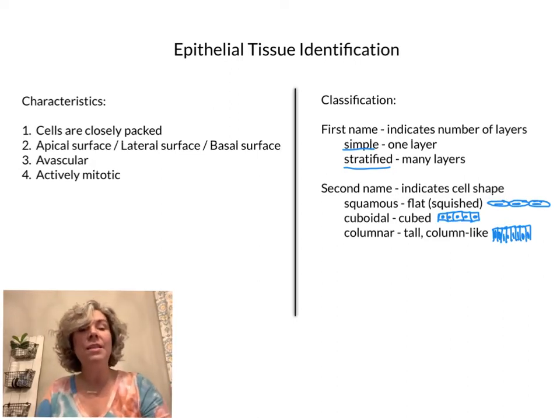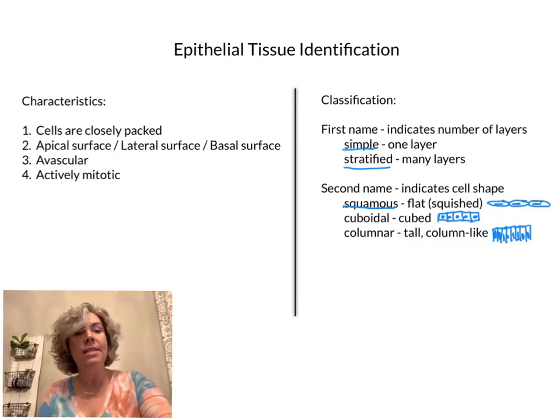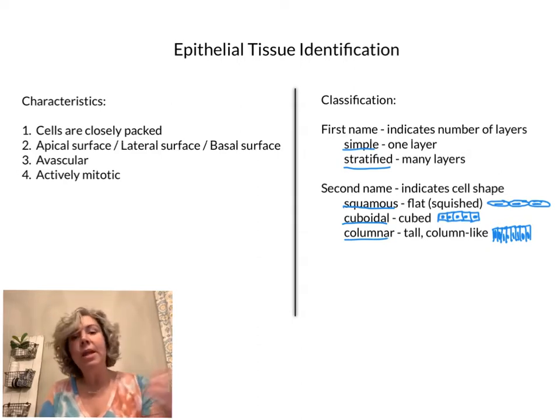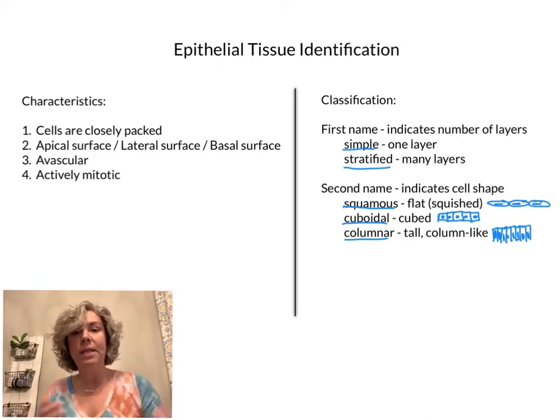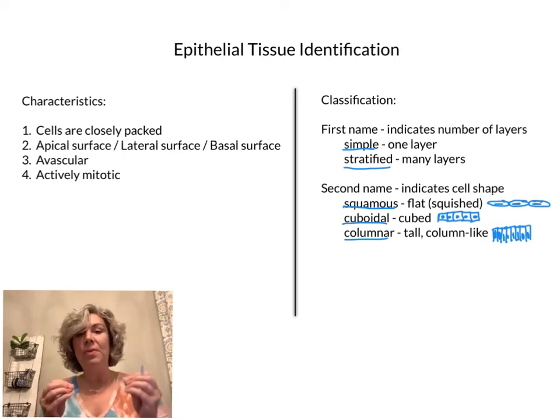So if we put these classification categories together, we can have a simple squamous epithelial tissue, or we could have a simple cuboidal or a simple columnar. And likewise, we could have many layers. So we could have stratified squamous or stratified cuboidal and stratified columnar. Now on the following slides, we're going to see a series of photos taken using our microscopes in the lab. And one thing you need to be able to do is to recognize each epithelial tissue example by looking at that picture.